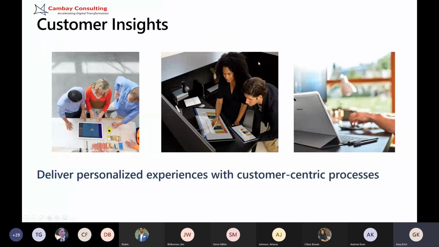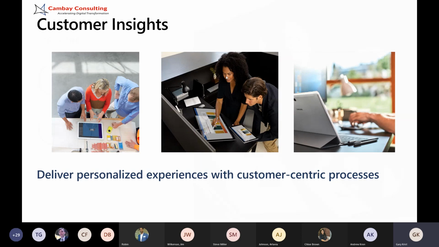Okay, so we'll dive into it. Again, the whole point of Customer Insights is to deliver personalized experiences with customer-centric processes. So it's all about the customer. How do we provide better data to the people that need it, to our customers, to your customers, and enable us to act on that data?